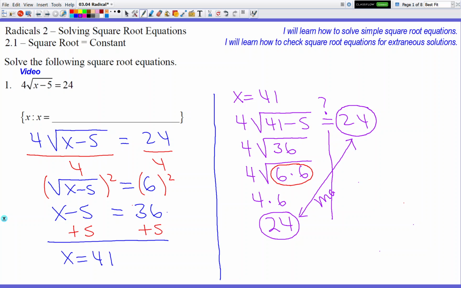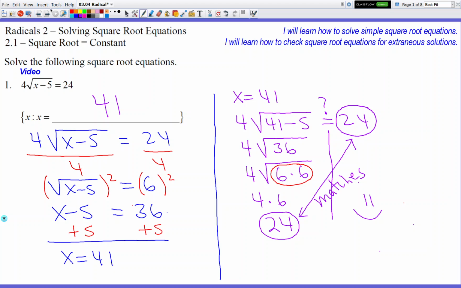So let's write the word match, or matches, and we're happy. You know why we're happy? Because that means this answer is good to go. So we can finally put this 41 on our answer line and we can say, yep, 41 is a legit answer. Okay, and this is what you're going to be required to do on every single problem in this lesson and on future lessons also that all deal with square roots and solving for square roots.